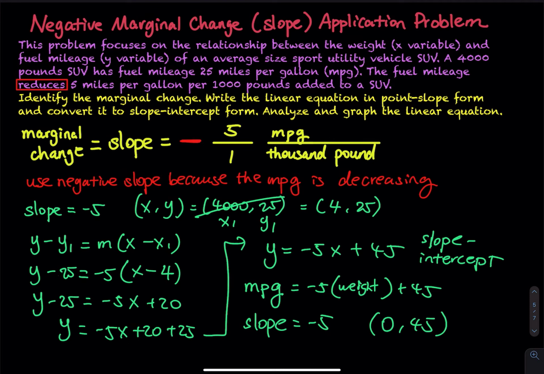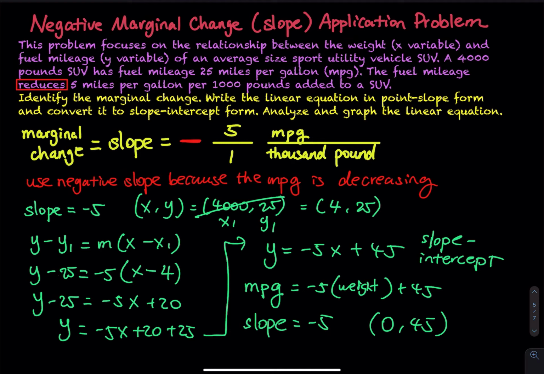According to the linear equation, in theory, just in terms of the algebra, the mathematical concept, when the weight of an SUV is equal to 0, the fuel consumption is 45 miles per gallon. It's just true in theory. So you just add 2 words to it: in theory, that is true.